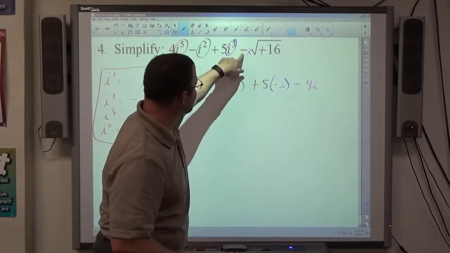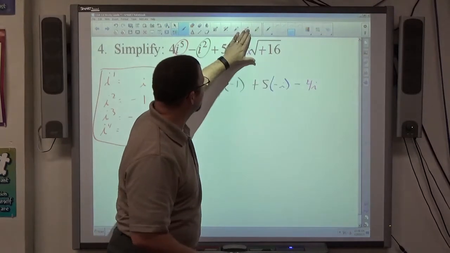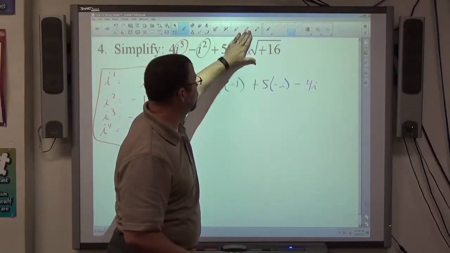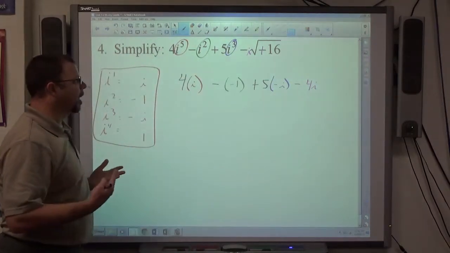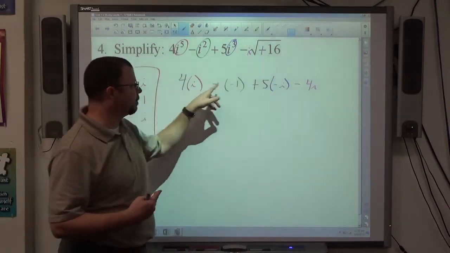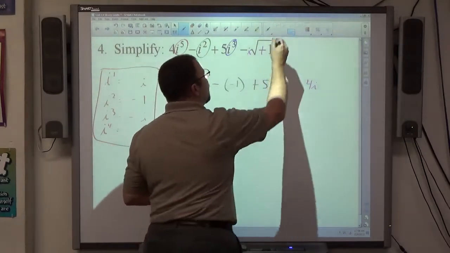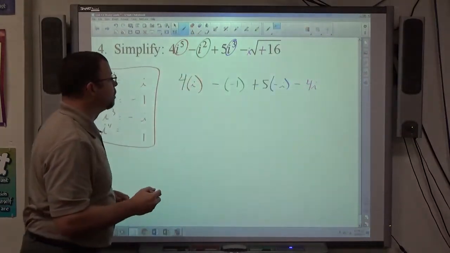Notice that this stays negative because of subtraction. The minus in the radical creates the i. Once you make the i, the minus goes away. Square root of 16 is 4. So at this point I'm down to either expressions containing i to the first power or real numbers. Next thing I want to do is simplify each expression completely.